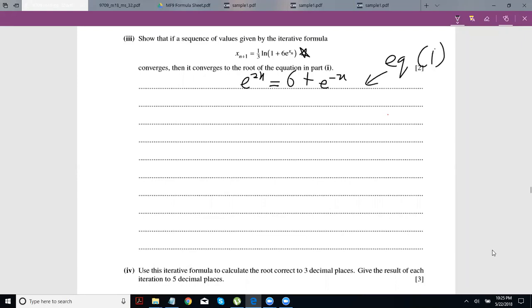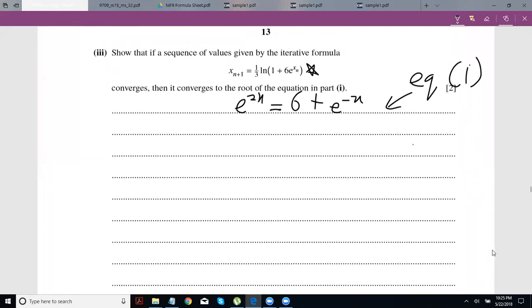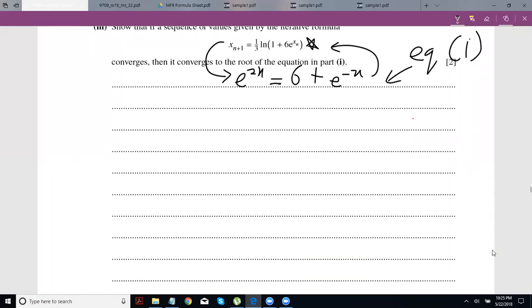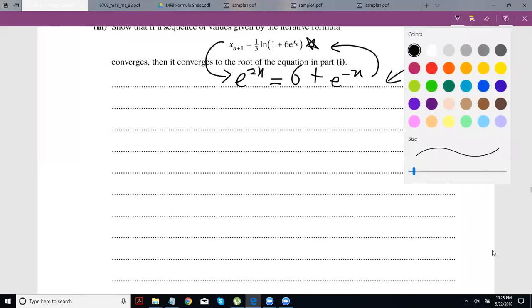That's all you need to show. If you show that, then obviously whatever root comes out of the iterative formula will be the root of the equation, because if they're the same thing, and the only difference between them is a bit of algebraic manipulation, a bit of simplification, then the root that comes out of the iterative formula is the root of the equation. Now, there are two ways to do this. You could either simplify this to look like this, or simplify this to look like this. I'm going to do the latter because I think that's a little easier, but either way is acceptable.